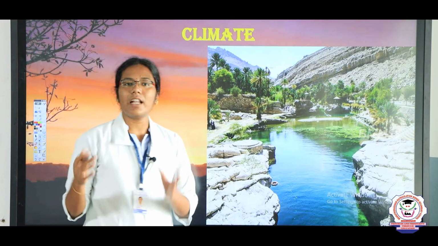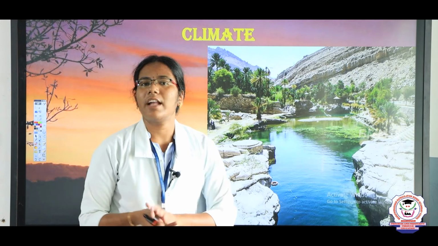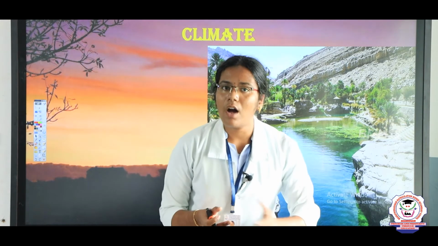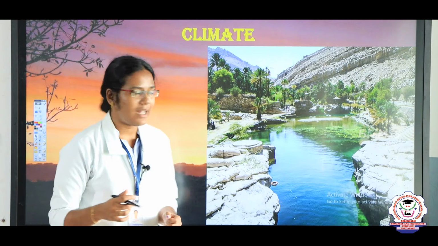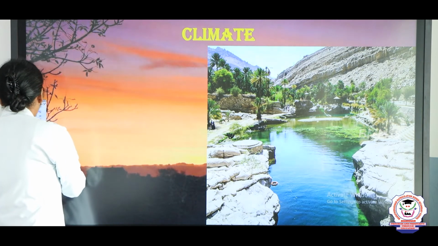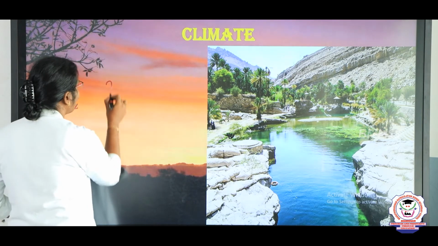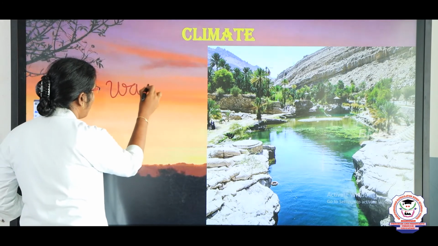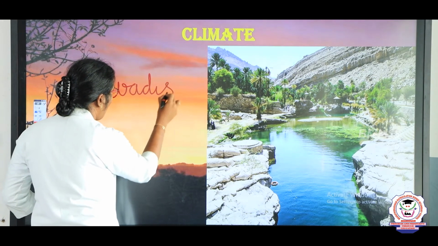Next we see the climate. I already said the climate is very hot. Sometimes only we can see rainfall here. Occasionally the region gets rainfall. Here we can see valleys.